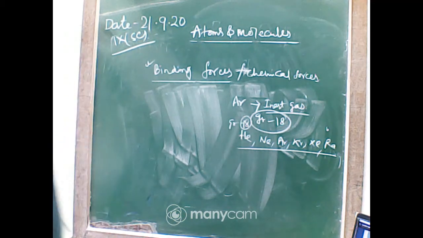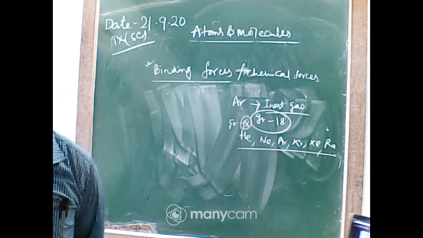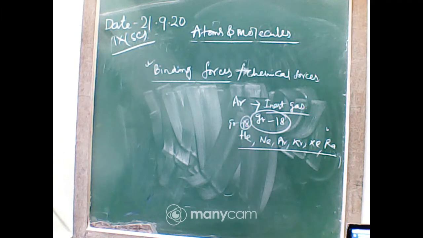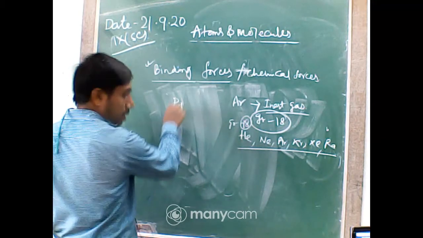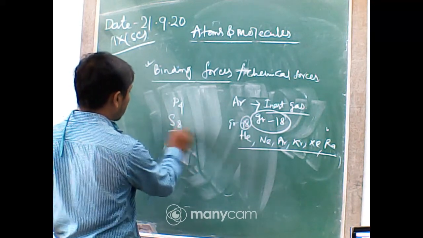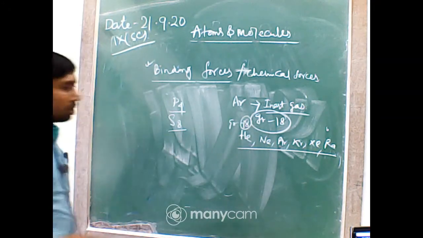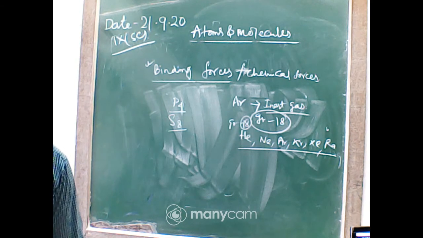Coming to the next topic, hydrogen is diatomic, nitrogen also diatomic, chlorine also diatomic, phosphorus is tetraatomic, and sulfur is polyatomic. Now what about phosphorus? It is P4, and what about sulfur? It is S8. So these are the different atomicities of the elements.